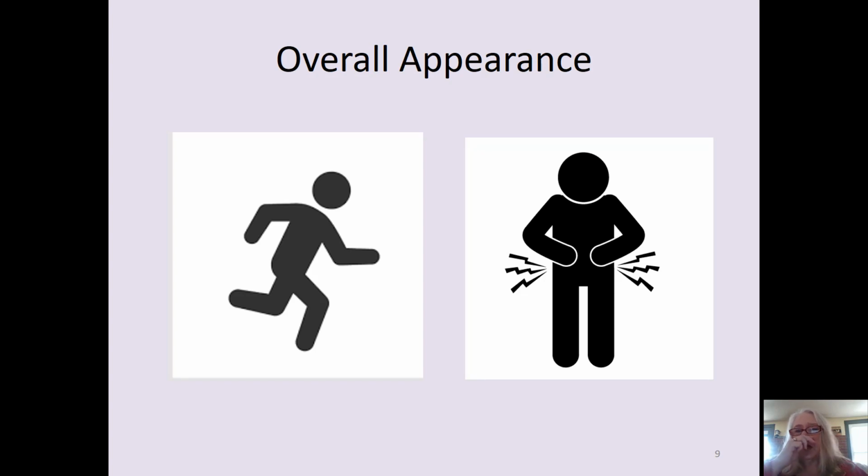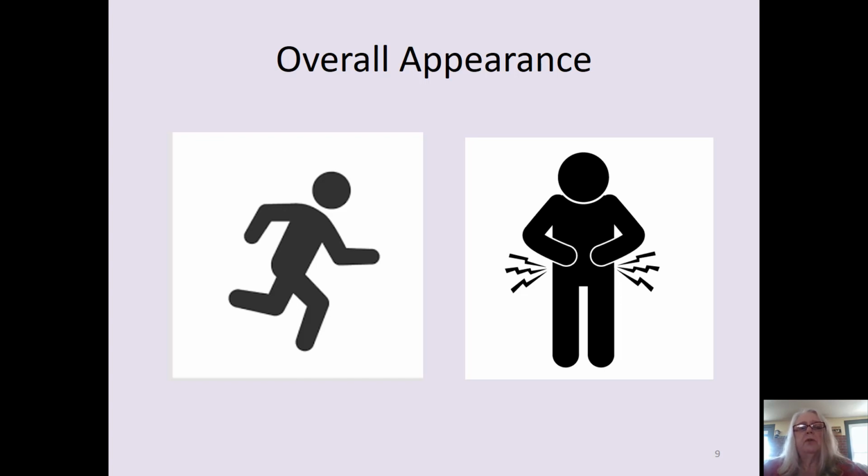Overall appearance. So when you look at the patient, the stick figure on the left, you can see that that patient seems to be running and is easily moving. If we had a patient come in and they were holding their abdomen and they might be walking a little hunched over and their face was grimacing, would we have a different understanding of what that patient is experiencing? Of course we would, and we would write that down, and then that would dictate what kind of focused assessment we were going to do with that patient.